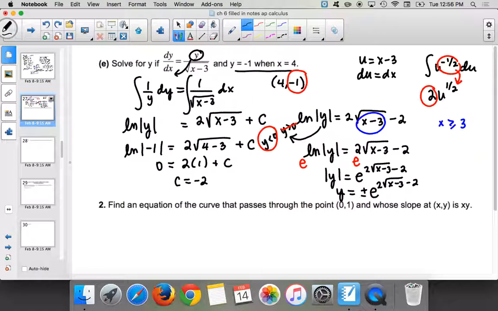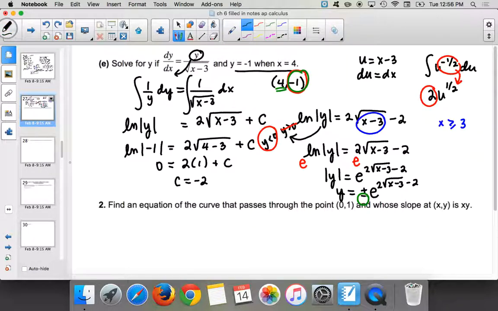So everybody kind of do this with me. If I plug in 4, I have 2. The square root of 4 minus 3 is 1. 2 times 1 is 2. 2 minus 2 is 0. What's e to the 0? 1. I have plus or minus 1. Negative. Which one do I want? I want the negative, right? I wanted a -1 right there. So I want to plug in a 4 and get a -1 for my y.